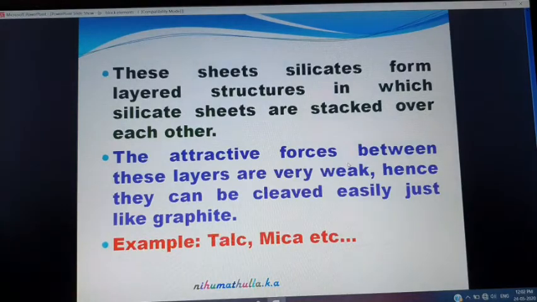These sheet silicates form layered structures in which silicate sheets are stacked over each other. So all the sheet silicates form a layered structure, like graphite, in which silicate sheets are stacked over each other.